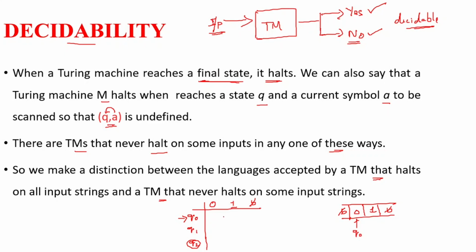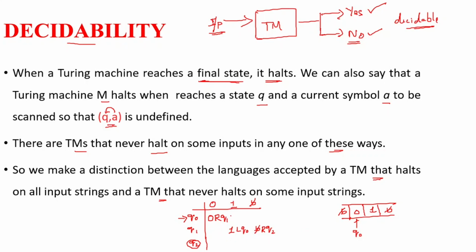So I have written a rule something like this: Q0 upon 0, 0 will remain as it is, go to the right and change the state to Q1. And Q1 upon 1, assume that there is a rule, 1 will remain as it is, come to the left and go to Q0. And if Q1 encounters blank, then blank will remain as it is, go to the right or left, doesn't matter, go to some accepting state.